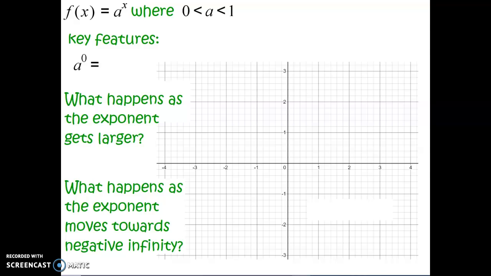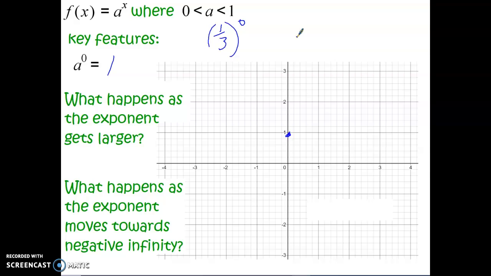Okay, so just like before, a can be anything as long as it's in between 0 and 1. So let's say a is 1/3. If I raise 1/3 to the 0 power, well, anything other than 0 raised to the 0 power is 1. So I have that anchor point in the same place. So far, there's no difference when I have it as a number in between 0 and 1.